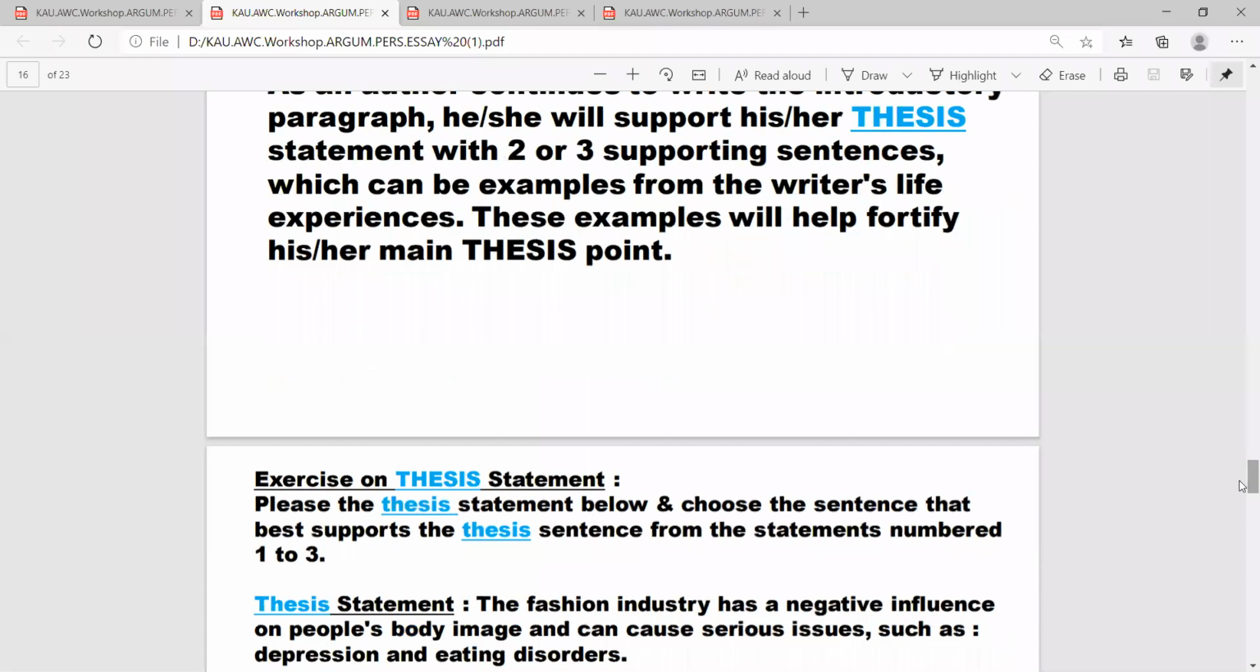Of course, they don't have to be yours personally. They can be some experience that you have witnessed, that one of your family members, one of your friends, someone you know has experienced, and then you talk about it. And that will further reinforce your thesis statement.